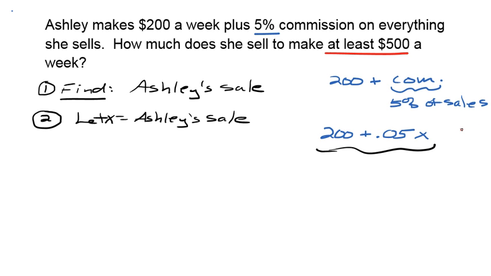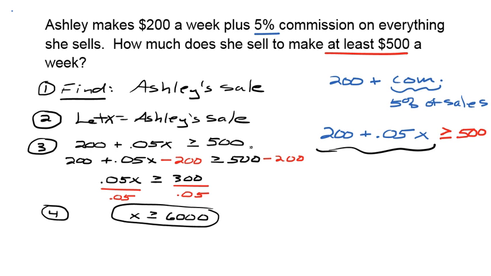So if I put my 500 over here, it's got to either equal 500 or be greater than 500 in order for it to be at least 500. So this is my inequality. Now that I have my inequality written here, I just need to use the knowledge that I already have about how we solve inequalities to get an answer.